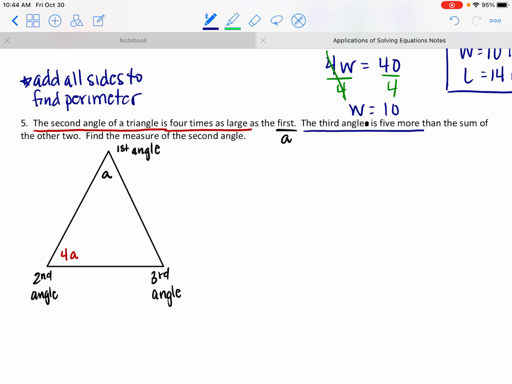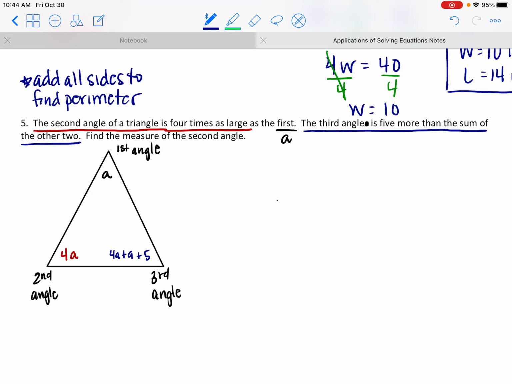And now it says the third angle is 5 more than the sum of the other two. So 5 more then means add 5. Add 5 to the sum of the other two. The sum of the other two means I'd have to add the 4A and the A. Now I put parentheses in there because the sum of those two means I would add those first, but it's not really going to affect what we're doing here. So 5 more than the sum of the other two means I'm going to be adding the other two, 4A and A, and then adding 5 to that. So there's the sum of the other two angles, and then 5 more means plus 5.